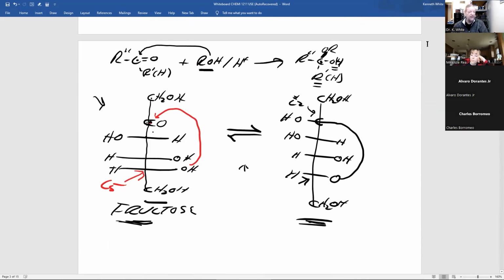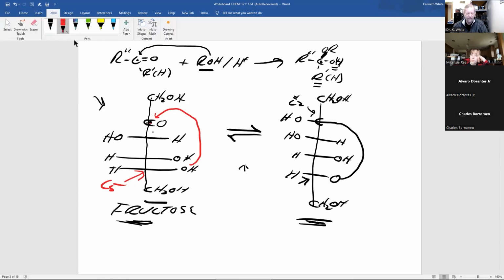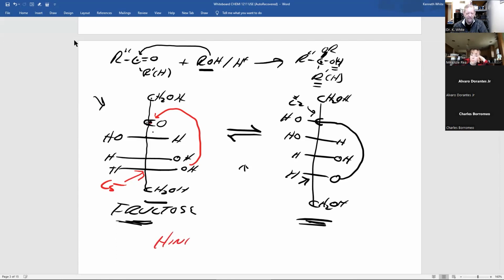And I didn't put it here, but you should know that. And we'll come back on Wednesday and I'll do this again, because I think this is so important. If this reaction didn't happen, along with the previous one, we wouldn't have any sucrose, table sugar.